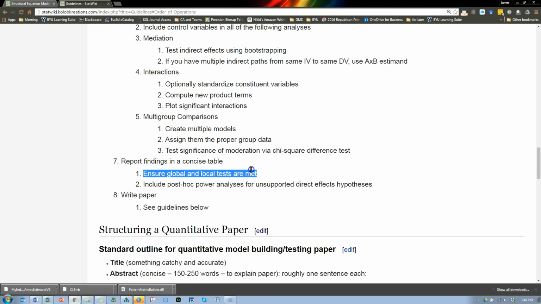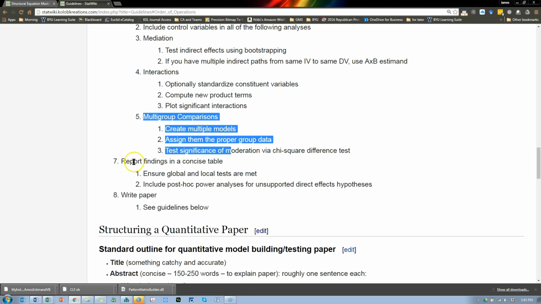We've already talked about global and local tests, making sure they're met. We've talked about model fit. You always have to test model fit when you have a different model testing a different hypothesis. So we tested model fit for mediation, for interactions, and for multi-group effects. And we have to report that model fit if the model has changed between testing one or another hypothesis.